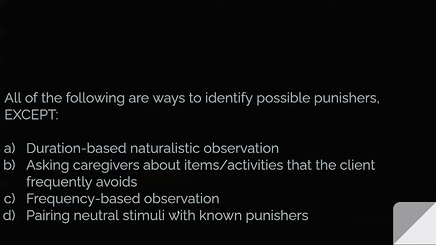And then finally, D. So why is D the answer? Because this is how you establish a punisher. I'm going to take something that doesn't have any power to it. It doesn't have any punishing or reinforcing properties. I can't think that there probably is anything that's actually neutral, but whatever. Something that's more neutral, and pair it with a punisher, it's going to become more of a punisher, especially if you repeat that. So D is not a way to identify. Therefore, it's the exception.